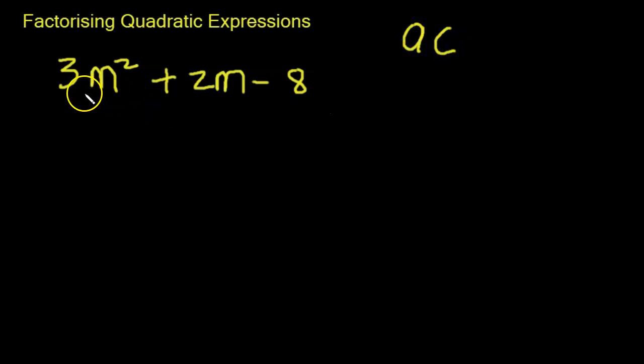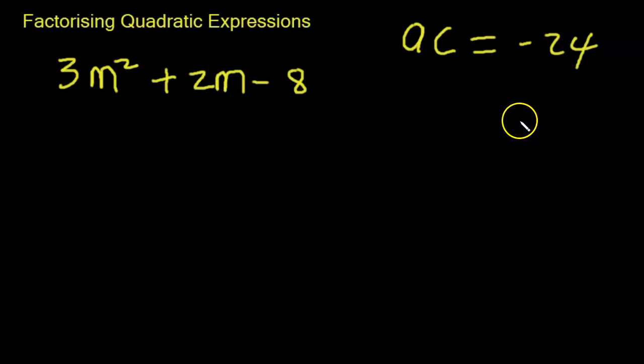What is AC? 3 times minus 8, that's negative 24. Because A is 3, the term in front of the square, the term that's squared. So that is x squared or y squared or m squared or whatever squared. So A is 3, and B is 2, and C is negative 8. So A times C is minus 24, 3 times minus 8. So let us write down all the set of numbers that multiply to give minus 24, sorry. Let's think about positive 24 first.